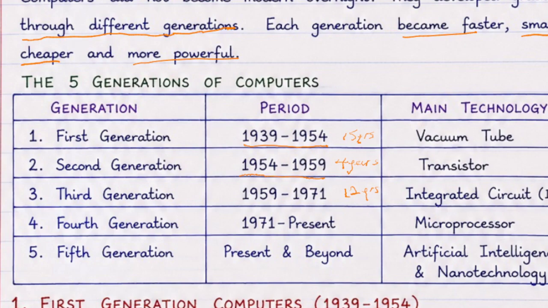And the main technologies used are vacuum tubes, transistors, integrated circuits, microprocessor, artificial intelligence, and nanotechnology. Now, what is the best way to remember this? If you can remember VTIMA, you have it already. V stands for vacuum tube, T stands for transistors, I stands for integrated circuits, M stands for microprocessor, A stands for artificial intelligence and nanotechnology.